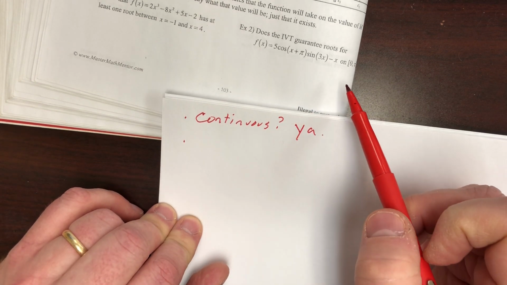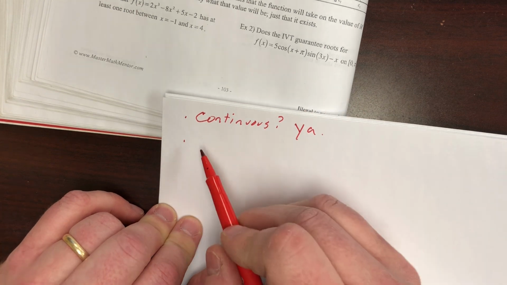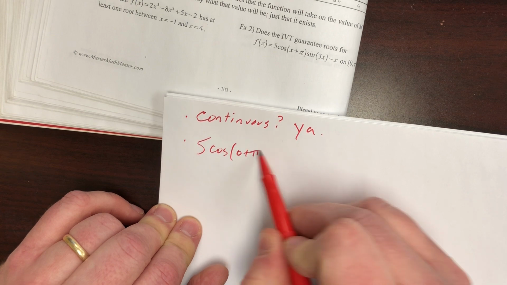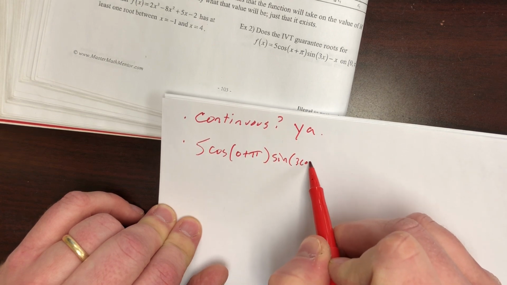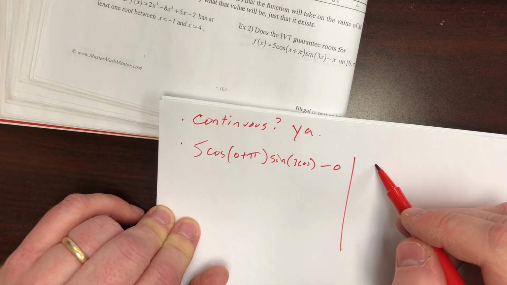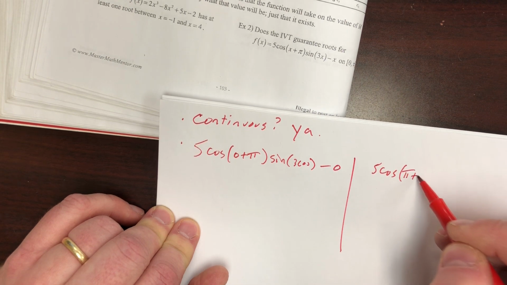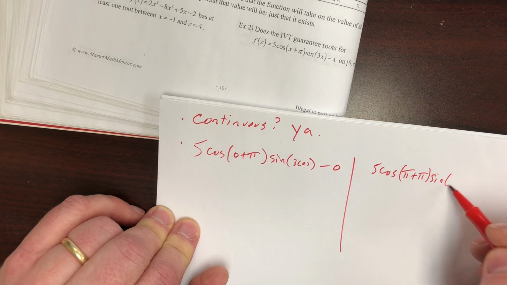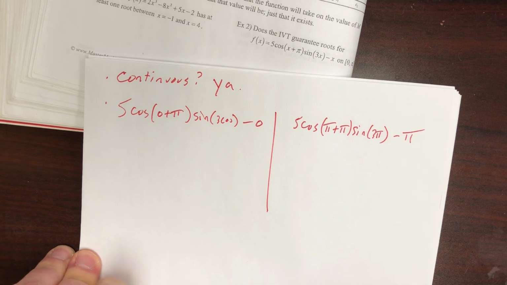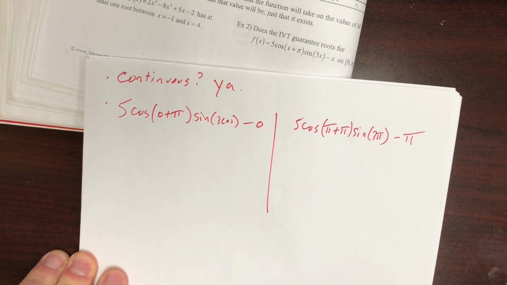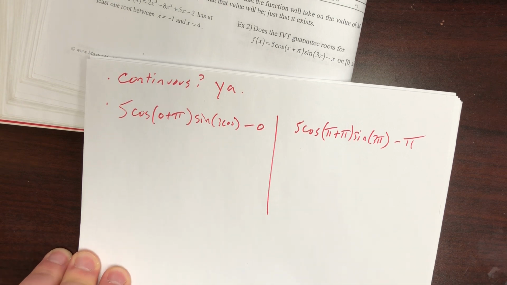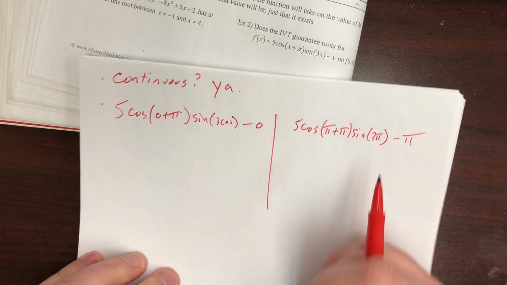And then 0 to pi. So I just need to plug in 0 and pi and find out what we get. One of these should be a positive number, one of these should be a negative number. If I have that, then I know that if my y values are positive and negative, then it has to go over 0 at some point. So let's see.